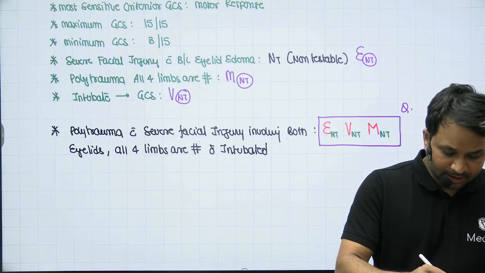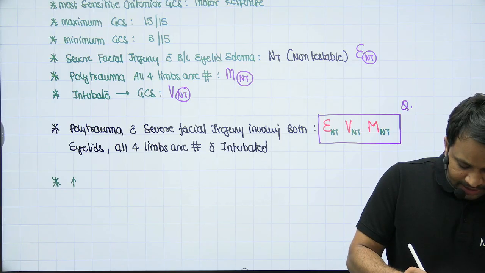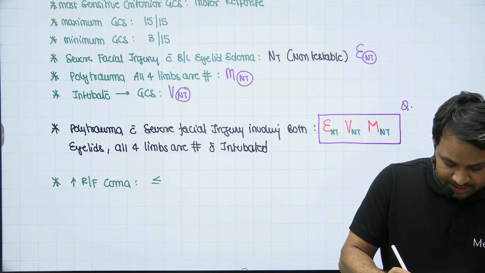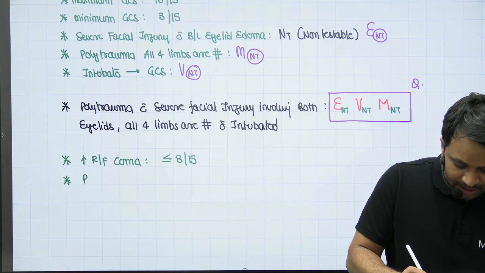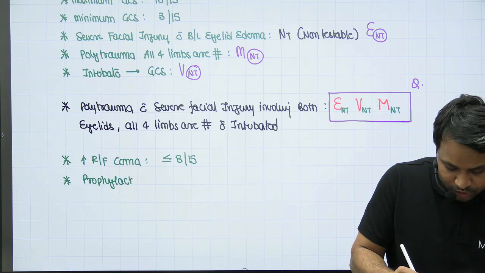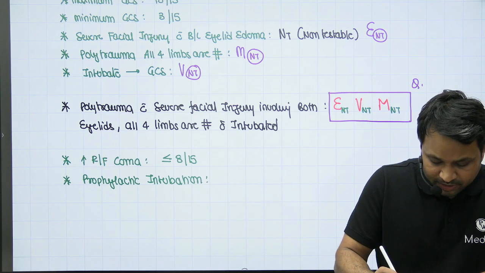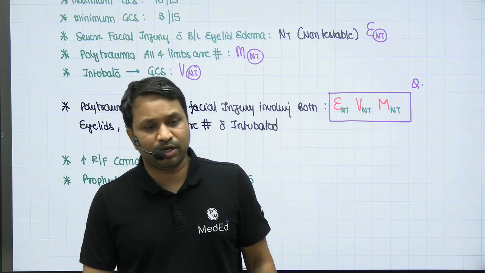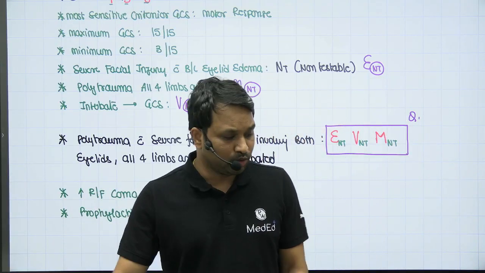Now another thing that they can ask you is, at what GCS is there increased risk for coma? There's an increased risk for coma if the GCS is less than or equal to 8/15, and that is why we say whenever you have this, there is an indication for prophylactic intubation. What is the indication for prophylactic intubation? Prophylactic intubation is done when the GCS becomes less than or equal to 8/15. So this is on the basis of GCS that you're going to look across, right?